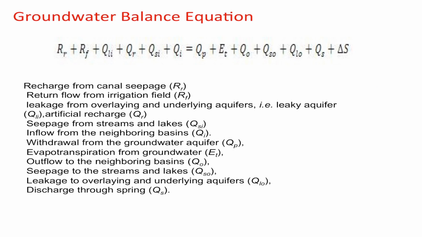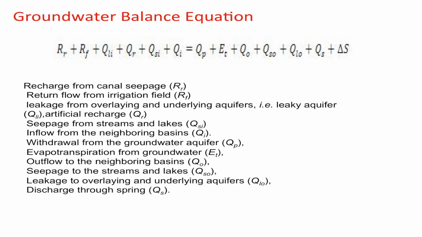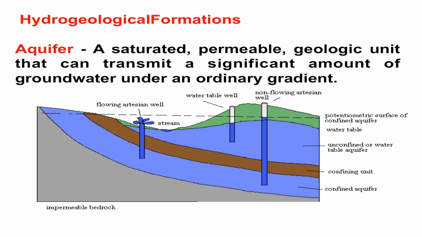Coming to the groundwater balance equation, the left hand side is the summation of recharge components, and the right hand side is the summation of discharge components plus changes in storage. So, delta S is the change in storage. To find the change in storage, we first find the summation of recharge components, then subtract the summation of discharge components.